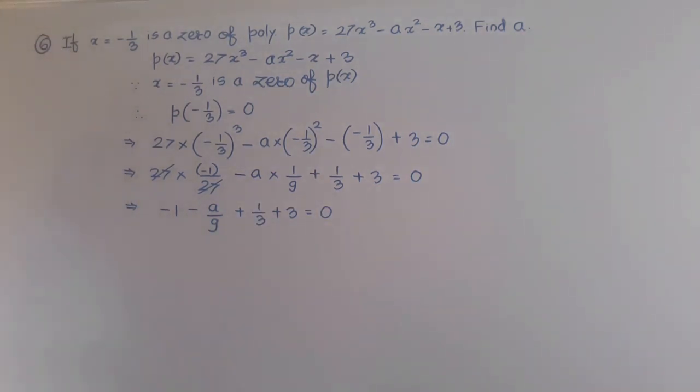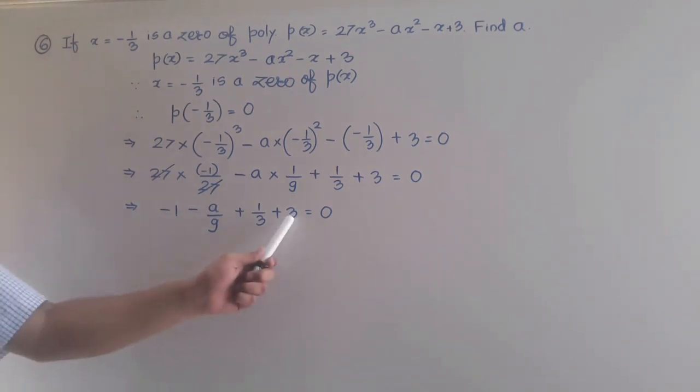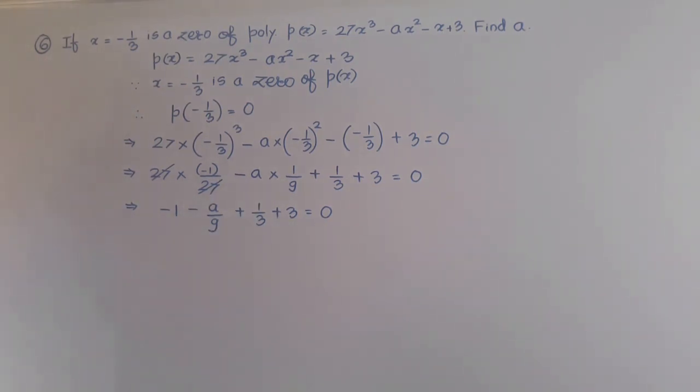Now since I need to find out the value of a, minus a upon 9 I will transfer onto the right hand side. And one more thing I will do here: from 3 I can subtract 1. So what will remain there? 3 minus 1 will be equal to 2.